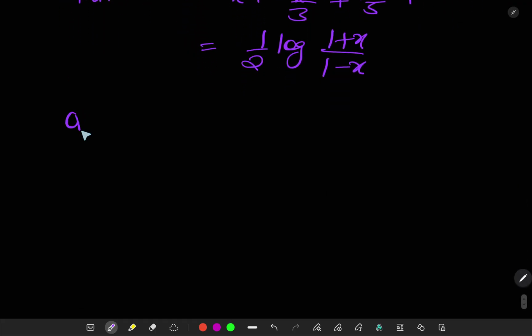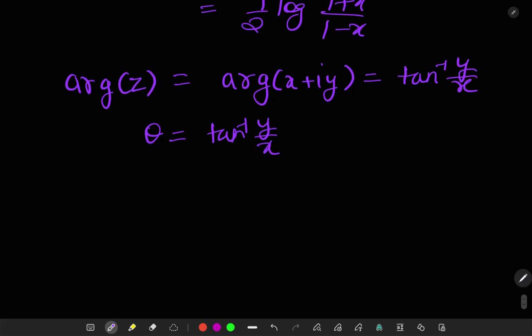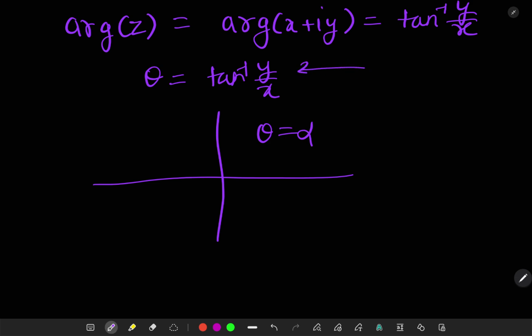Now argument of z we can write here as argument of x plus iota y, which equals tan inverse y by x, and theta is equal to tan inverse y by x. Here for principal argument we use this. If x and y are in the first quadrant, then theta is equal to alpha. This is for principal argument. This is argument and this is for principal argument.